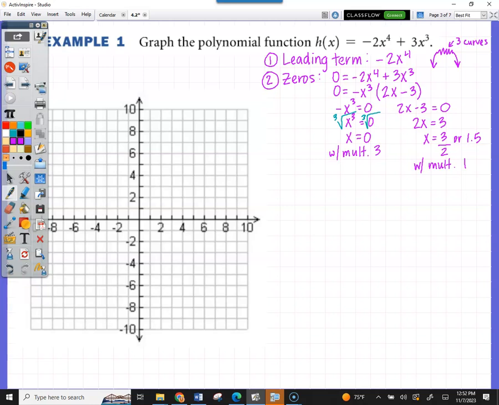Alright, so what we have so far is that it is opening down, it's got 3 curves, it's crossing at 0 and 1.5. I'm going to go ahead and put 0 and 1.5 on my graph.